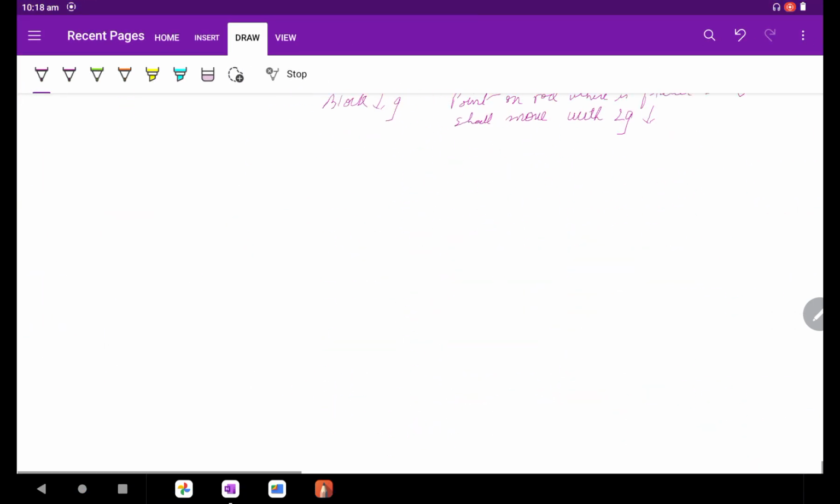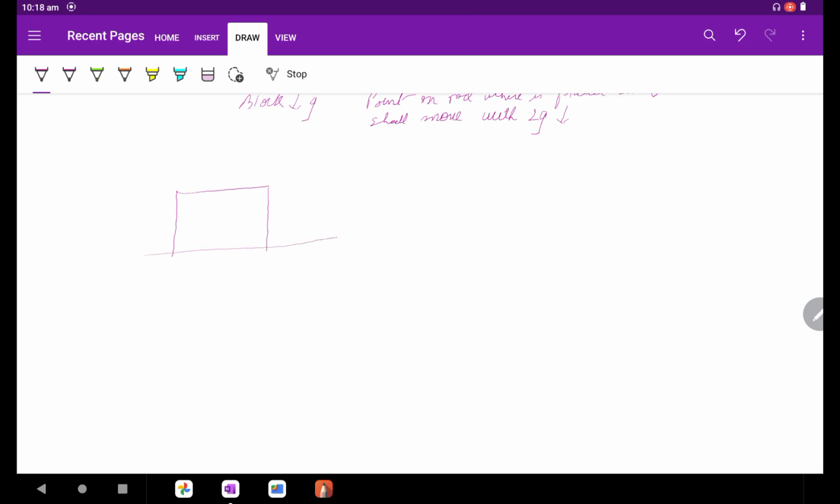Better I take notebook. Yeah. In this problem, what is given to us is, there is a block which is of certain mass, capital M. And there is a particle, small particle, of exact same mass as the block. Now this system is placed on a frictional surface.